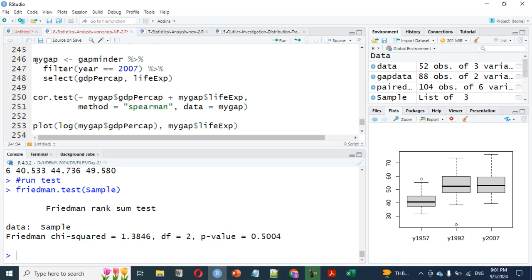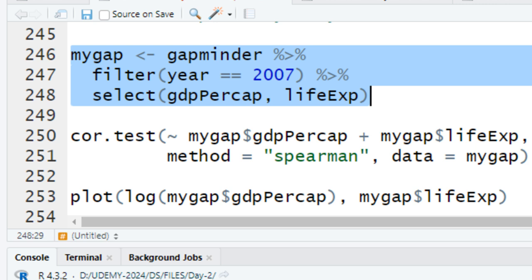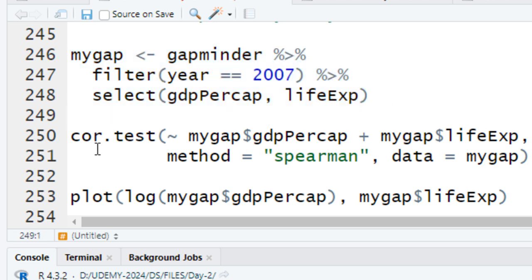Let's say we call it my gap. We use our gapminder here. We filter by year 2027 only. Then we select GDP per capita and life expectancy, based on this year only. All right. So we are filtering now. If you run this line of code, we filter here. Then we now pass our correlation.